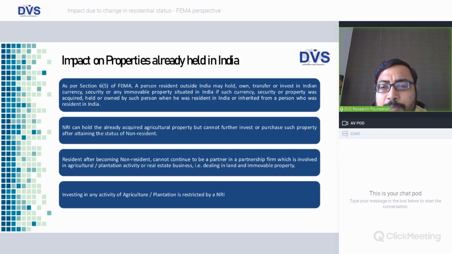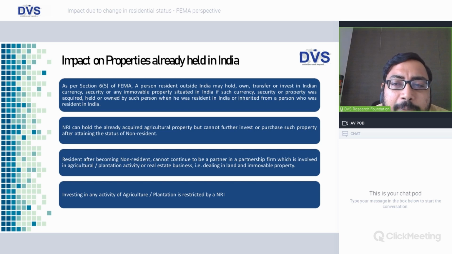So here it is very simple. Any properties or any investments made by him when he was a resident, he can continue to hold. But once he becomes a non-resident, there are restrictions for him. One, he cannot continue to be a partner in a partnership firm, so he has to retire from the partnership.